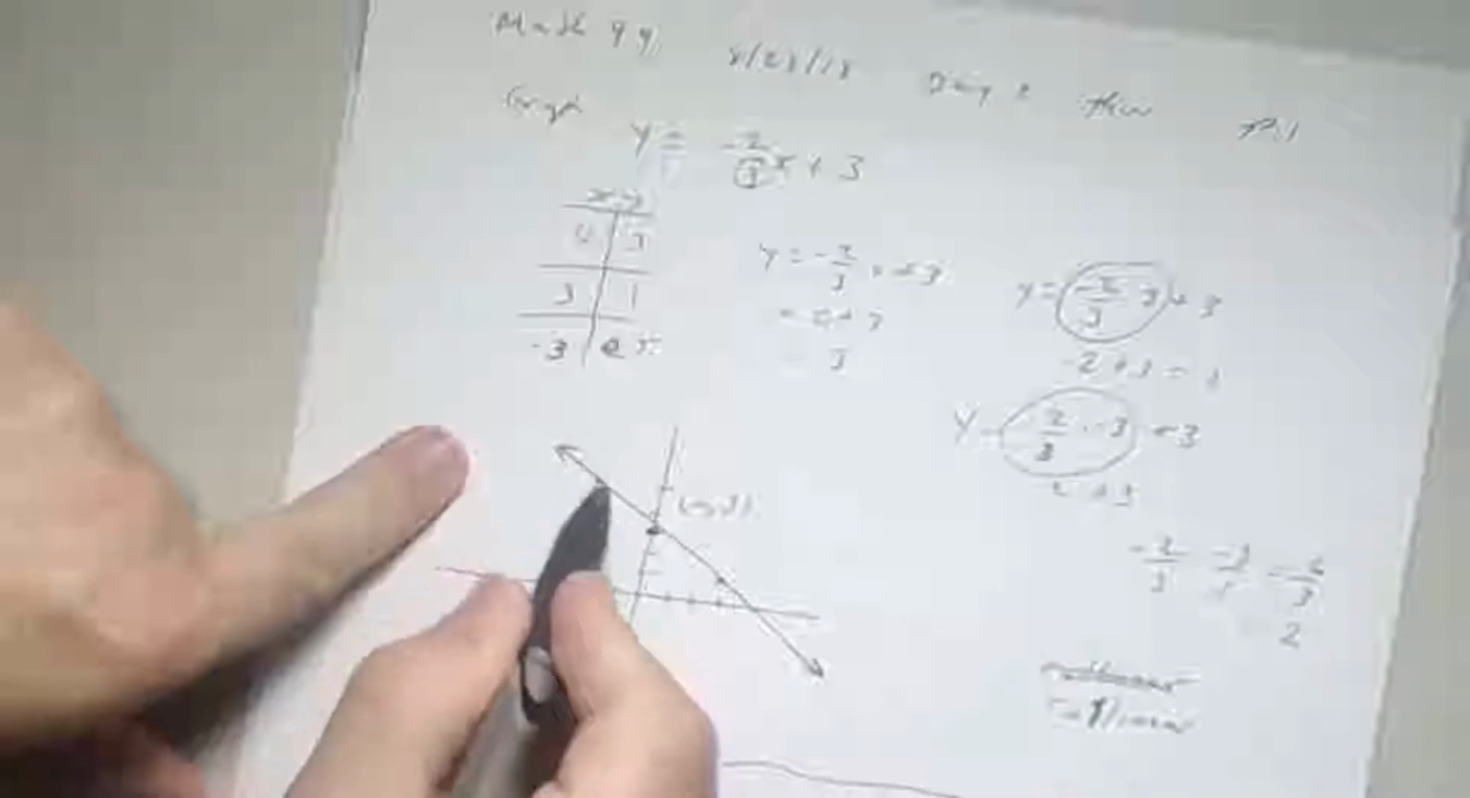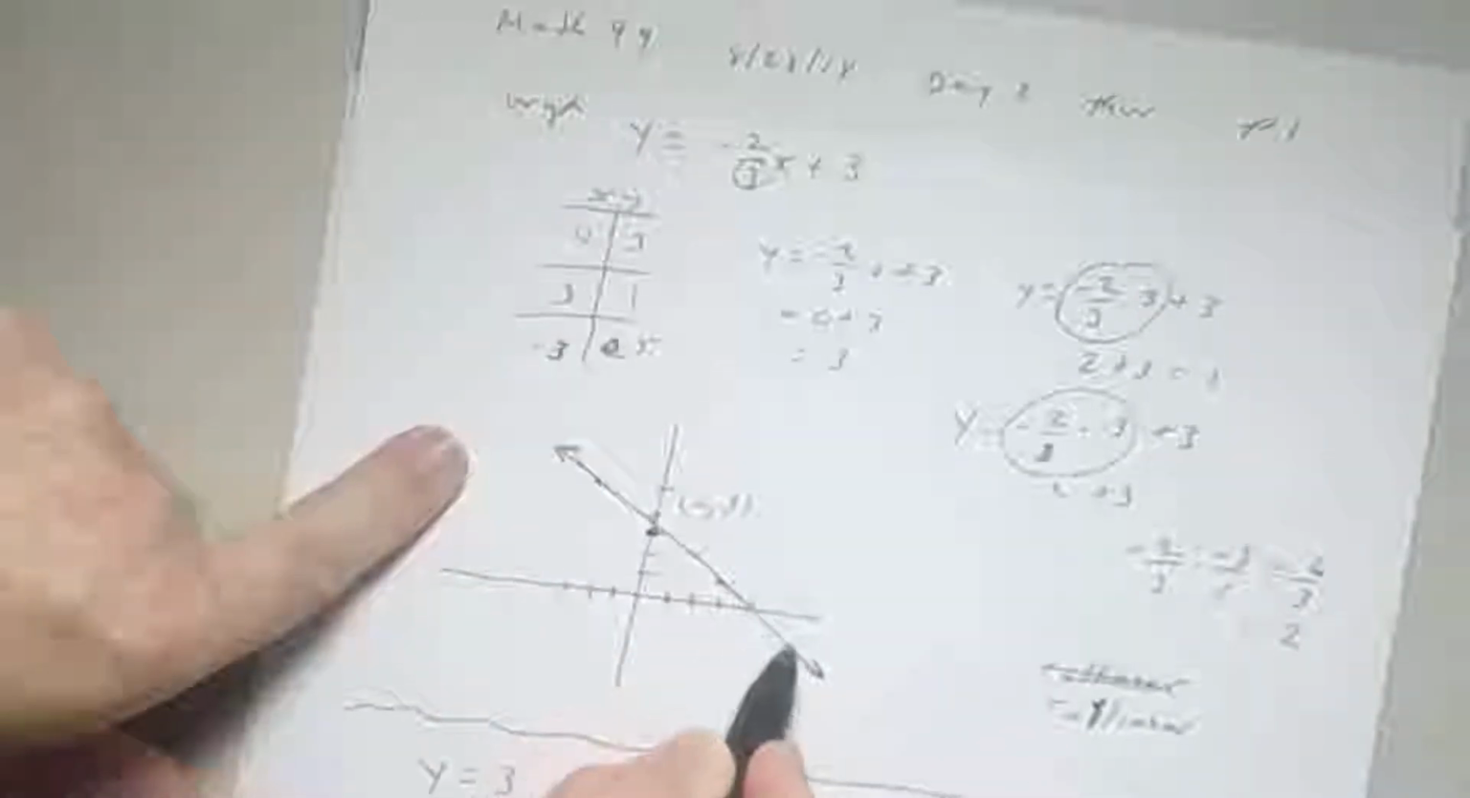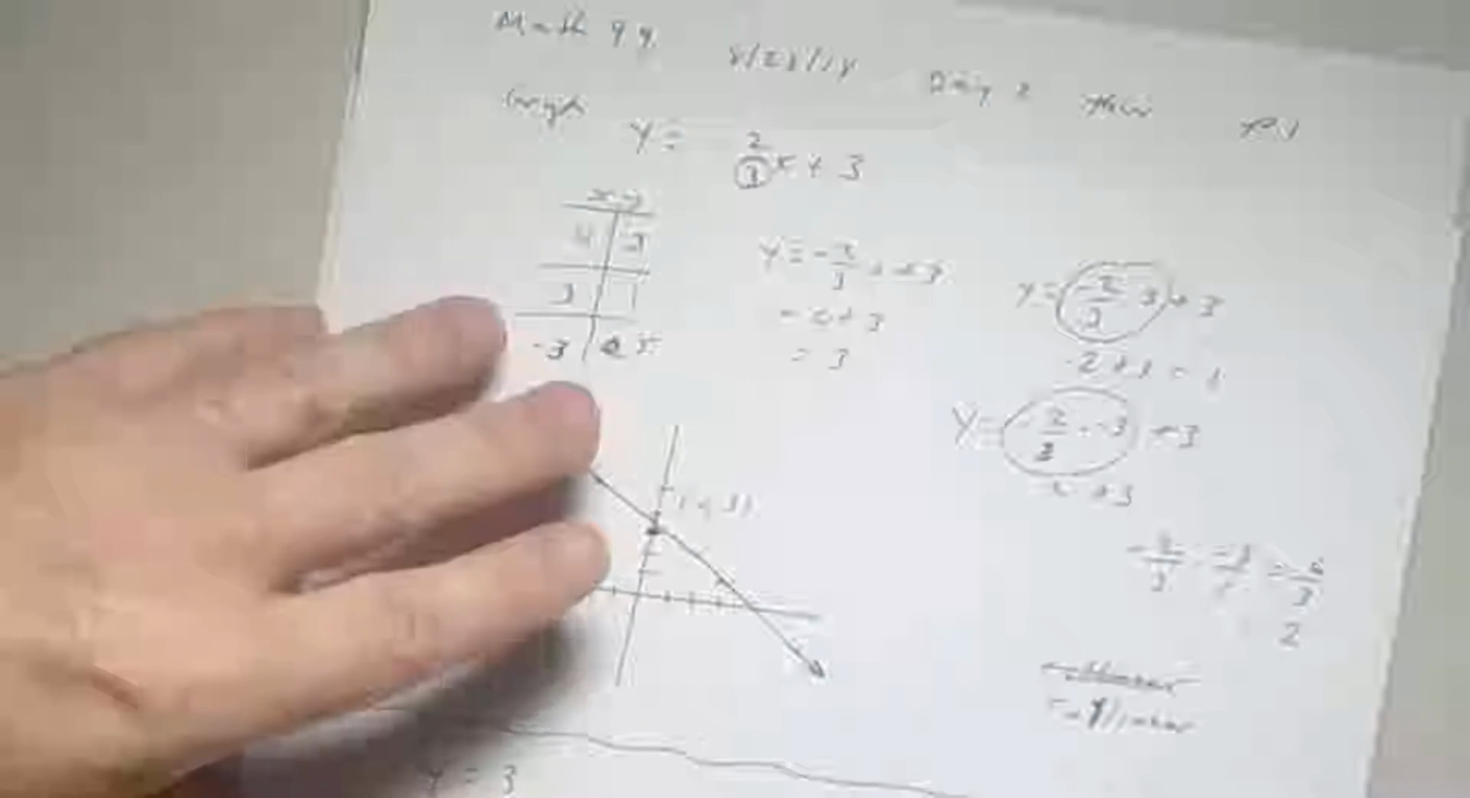We plotted 3 of them. We found 3 of them, but when you graph, all these are what? Solutions. All these are solutions. So how many solutions are there? An infinite number. So remember when we talked about that, we brought back those equations we did earlier.